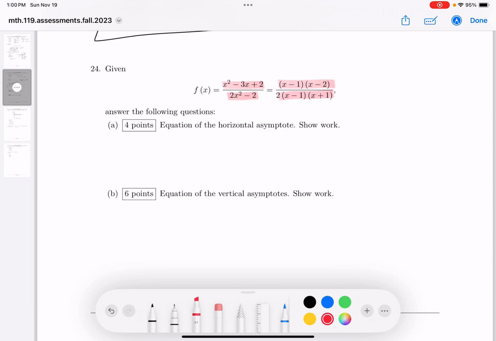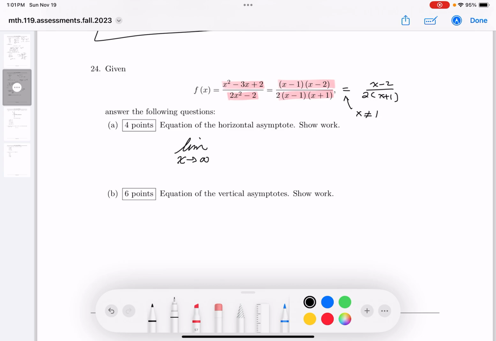What do I know about this thing immediately? I know that this would equal x minus 2 over 2 times x plus 1. And why is that? The x minus 1 would cancel off provided the x is not 1. So that's kind of important because it actually simplifies it a great deal. But what they asked for, equation of horizontal asymptote, that's going to be a limit, and they did say show work. This is the work for it.